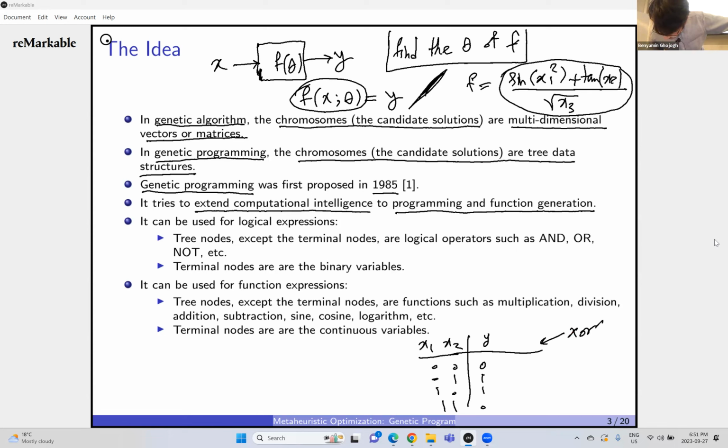XOR of X1 and X2. Okay, assume I give you this lookup table, or a very complicated lookup table, right? And then I give you some basis operators, which are AND, OR, and NOT, for example. These are the logical gates. Then I say, try to fit some logical expression to this table, right?